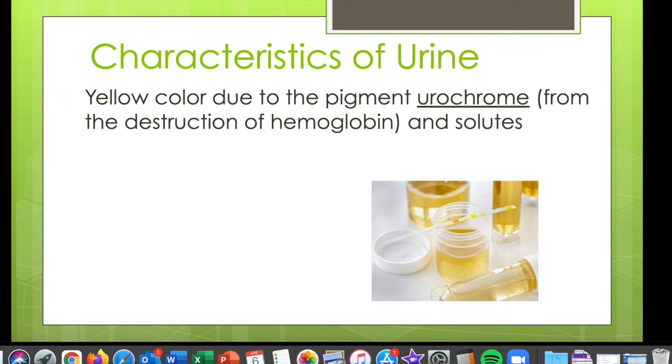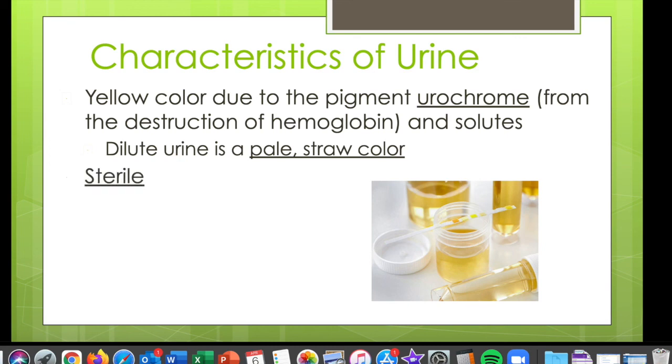The yellow color of urine is due to a pigment called urochrome, and that comes from breaking down hemoglobin as our red blood cells are broken down once their life cycle has ended, as well as solutes. So that gives our urine its color. It should be a pale straw color. It should not be very dark yellow. It also should not be clear.